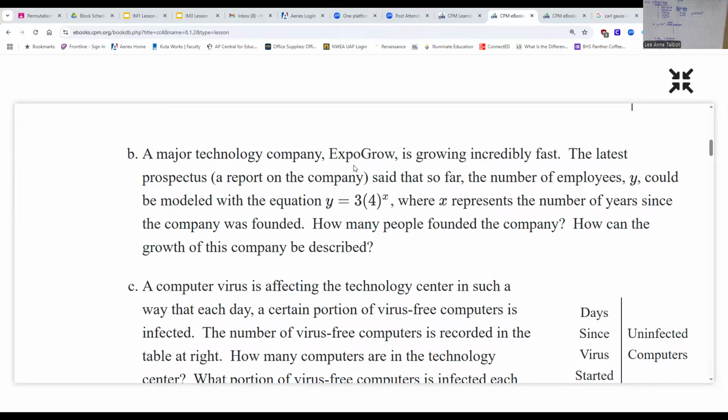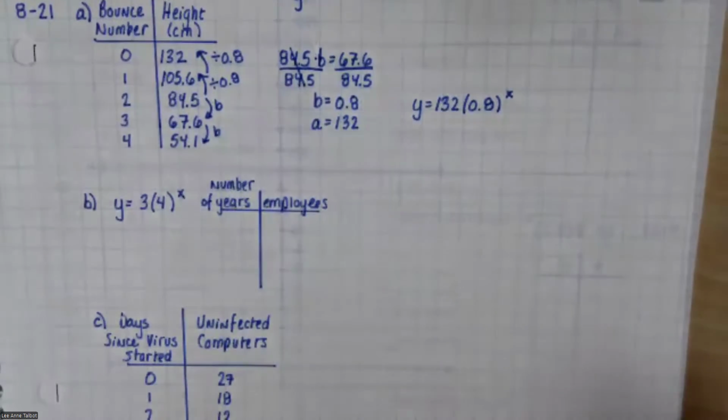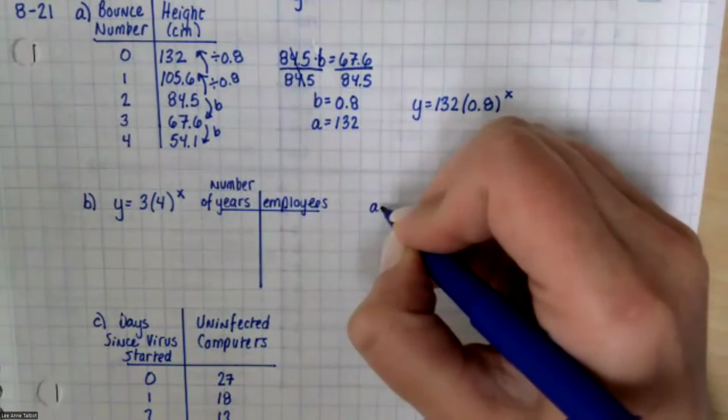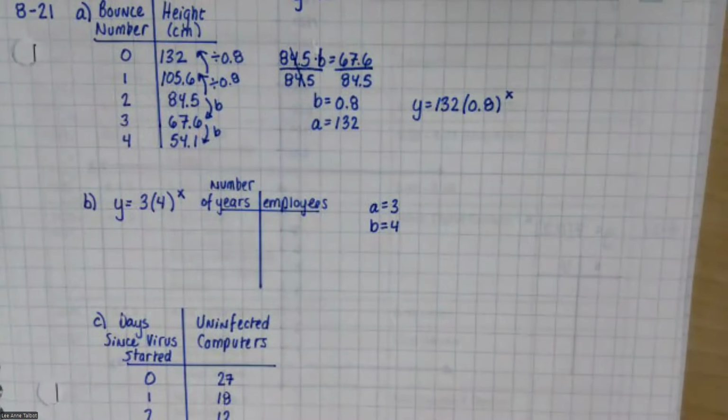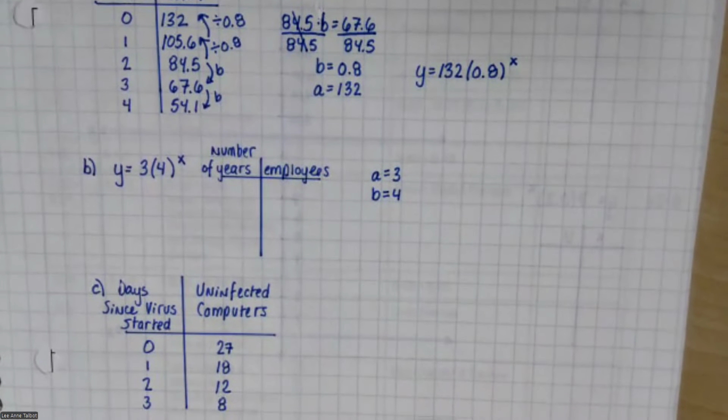A major technology company, Expo Grow, is growing incredibly fast. The latest prospectus, a report on the company, said that so far the number of employees Y could be modeled with the equation Y equals 3 times 4 to the X, where X represents the number of years since the company was founded. How many people founded the company? How can the growth of this company be described? Okay, so does it make sense to you guys that A is 3 and B is 4?